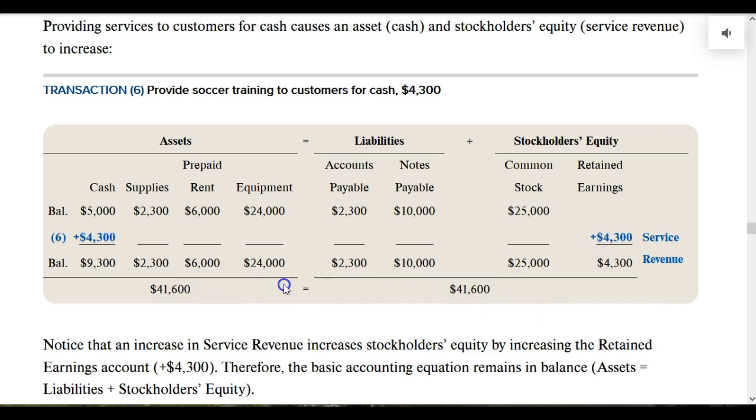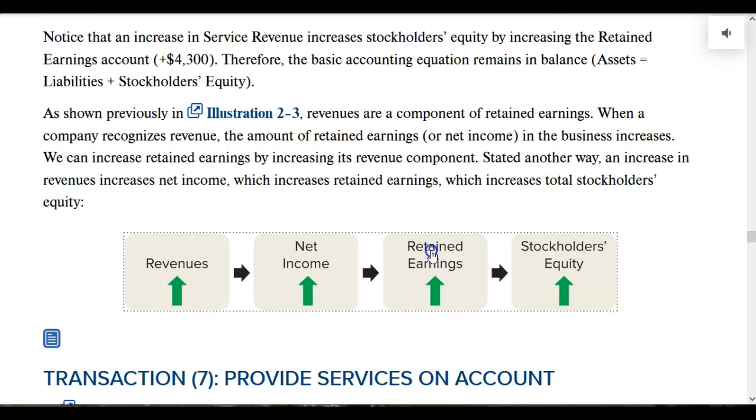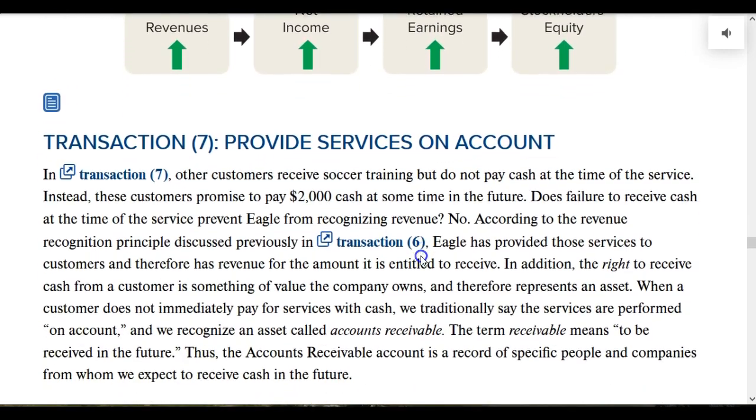Everything still is in balance. We have 41.6 on this side, 41.6 on this side. The actual transaction itself is plus 4,300 on the assets, plus 4,300 under equity, so everything stays in balance. That was an example of revenue when we were paid cash.